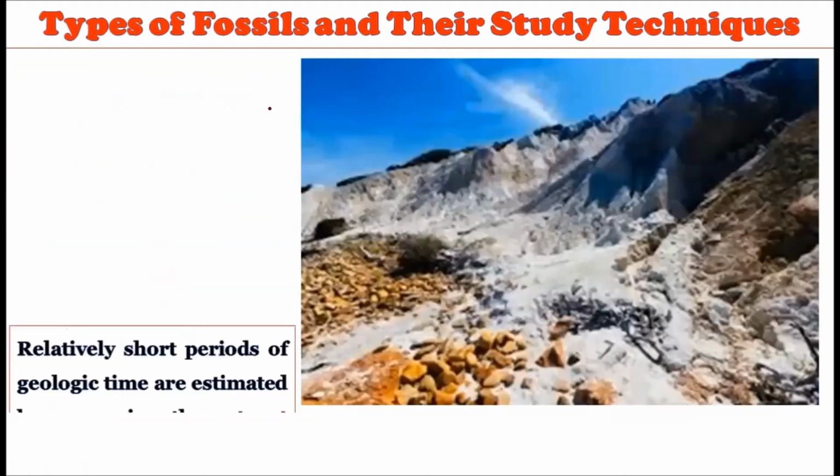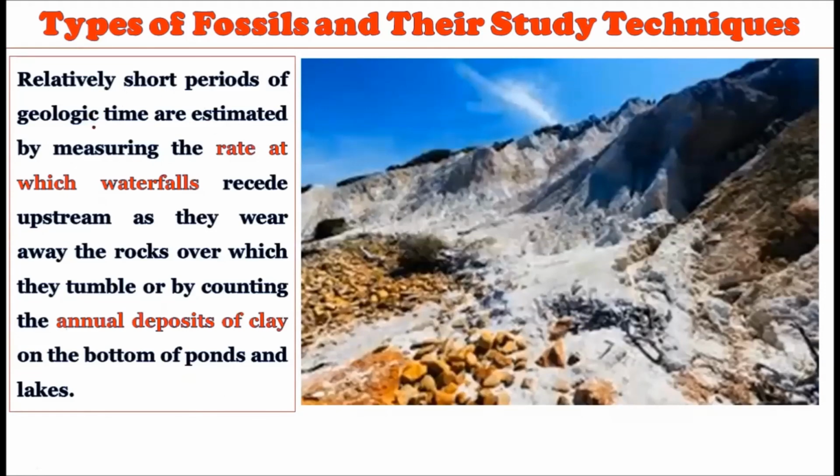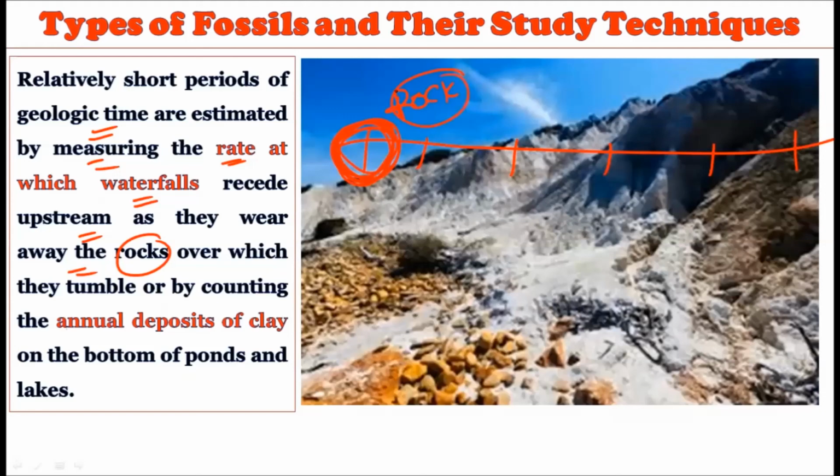Okay, so you can say that the aging technique using the potassium is the most accurate technique over other techniques, right? Now see, relatively short periods of the geological time are estimated by measuring the rate at which waterfalls recede upstream as they wear away the rocks. Whenever we talk about the geological time scale, there is a long history of it. But to study the earliest fossil, strata or rock, simple methods can also be used. For example, for a relatively short period of geologic time, it can be estimated by using the rate at which the waterfall recedes upstream.